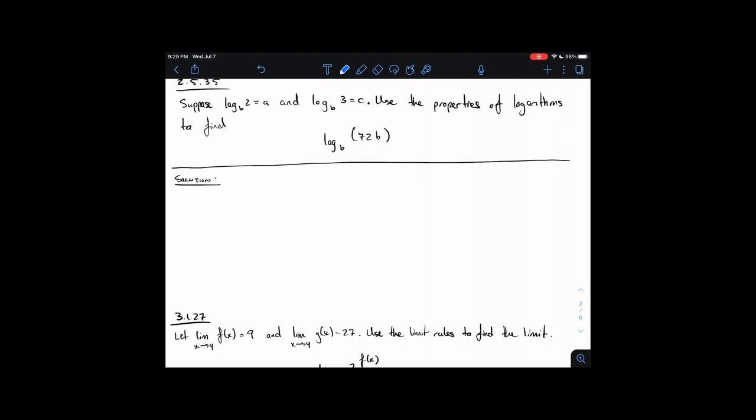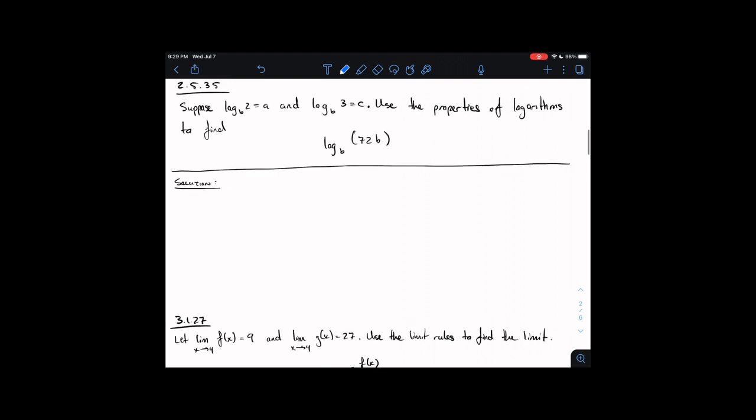So the first one states, suppose that log base b of 2 equals a and log base b of 3 equals c. Use the properties of logarithms to find log base b of 72b. So don't let letters weird you out. You can think of them as a number you don't know yet. So let's start: log base b of 72b.